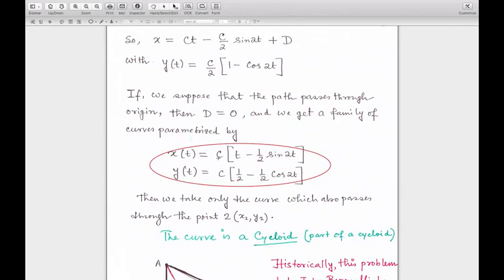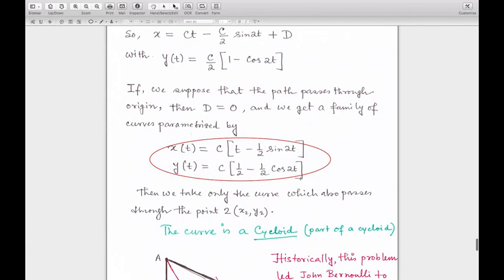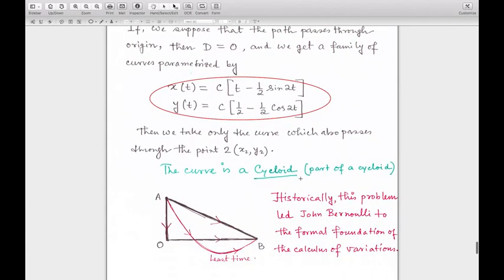X of t is given by ct minus c by 2 sine 2t, and y is c by 2 minus c by 2 cos 2t. This is the famous curve which is known as the cycloid. It will give you the part of the cycloid between those two fixed points.